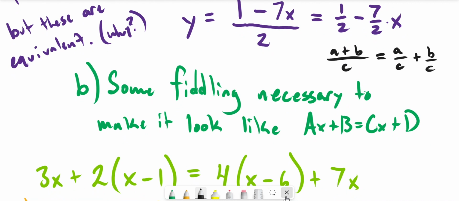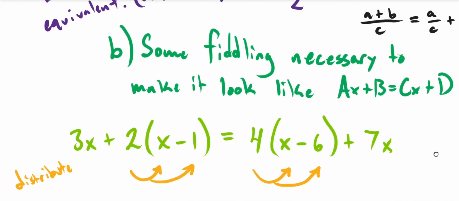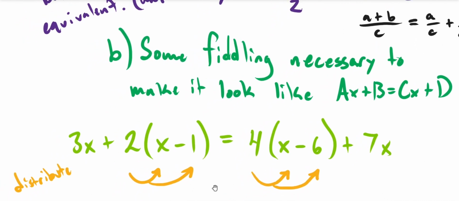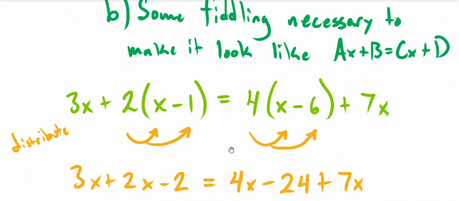So here's an example. Let's take 3x plus 2 times the quantity x minus 1, and that's equal to 4 times the quantity x minus 6 plus 7x. So the first thing we would do to kind of bring this into the right form here is distribute. If I distribute both of these outer terms of the parentheses inside the parentheses, we will have 3x plus 2x minus 2, and then 4x minus 24 plus 7x.